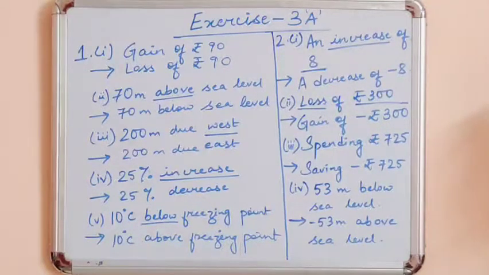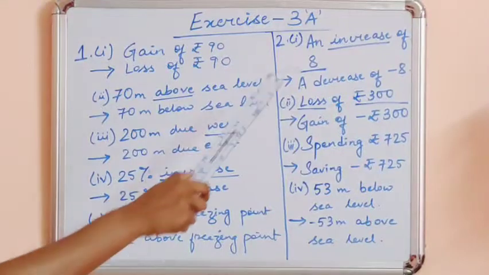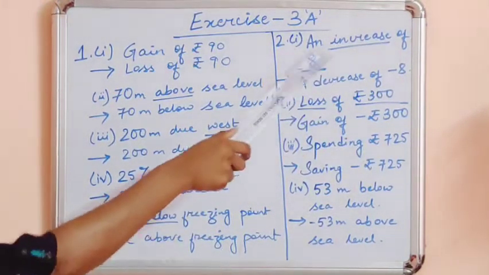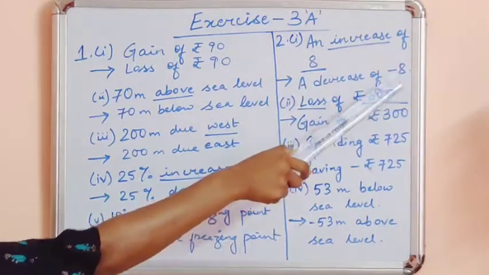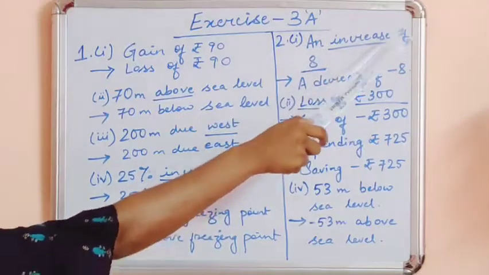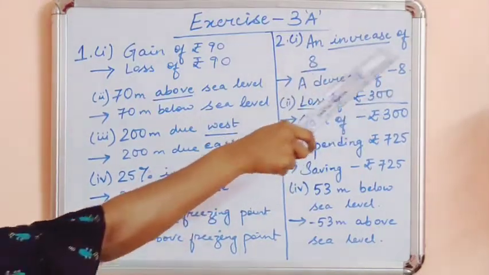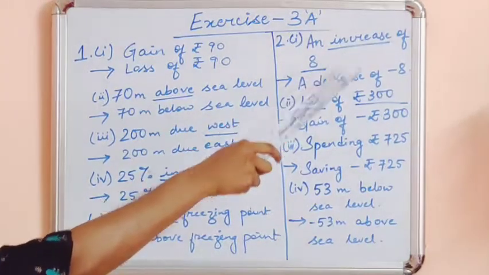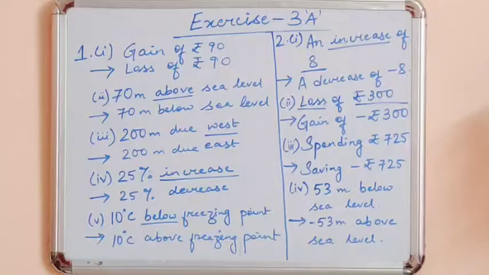Whatever number is given, we have to just make the negative of that number, but our statement should also stay the same. So suppose the statement is an increase of 8 and instead of 8 we put a negative sign here. So we cannot write an increase of -8. We have to keep the same statement. The meaning of the statement should not change. So that is why the word that is used here, we have to write the opposite of this word also.